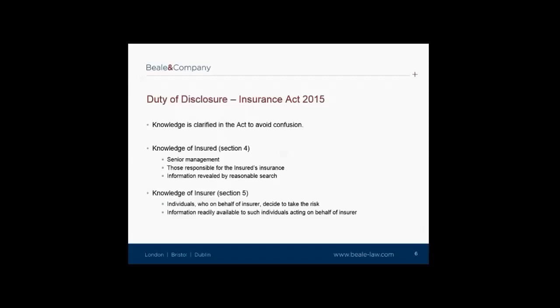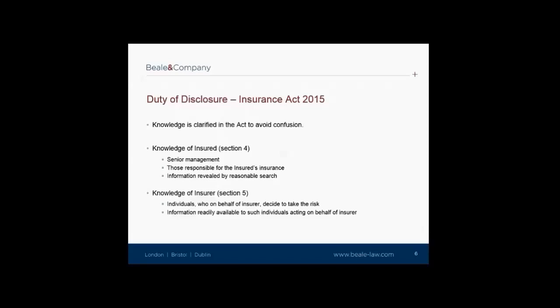If it is an organisation, relevant knowledge is anyone who is part of the insured's senior management and those responsible for the insured's insurance. Senior management is defined as any individual who plays a significant role in the making of decisions of how the insured's activities are managed or organised. The explanatory notes state that senior management includes board members, but it can extend beyond that. Where the insured is a company, this reflects important decisions on the common law rules of attribution.